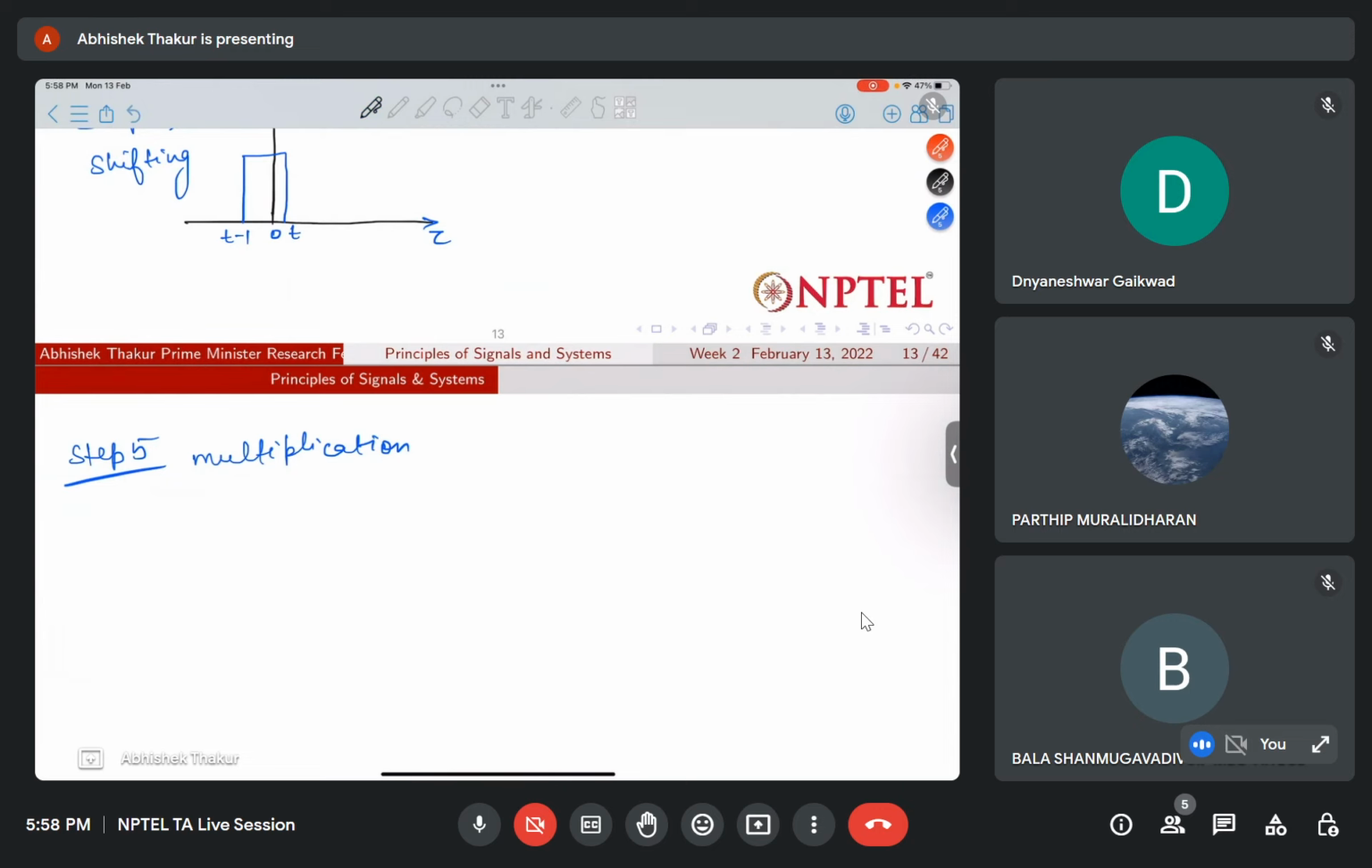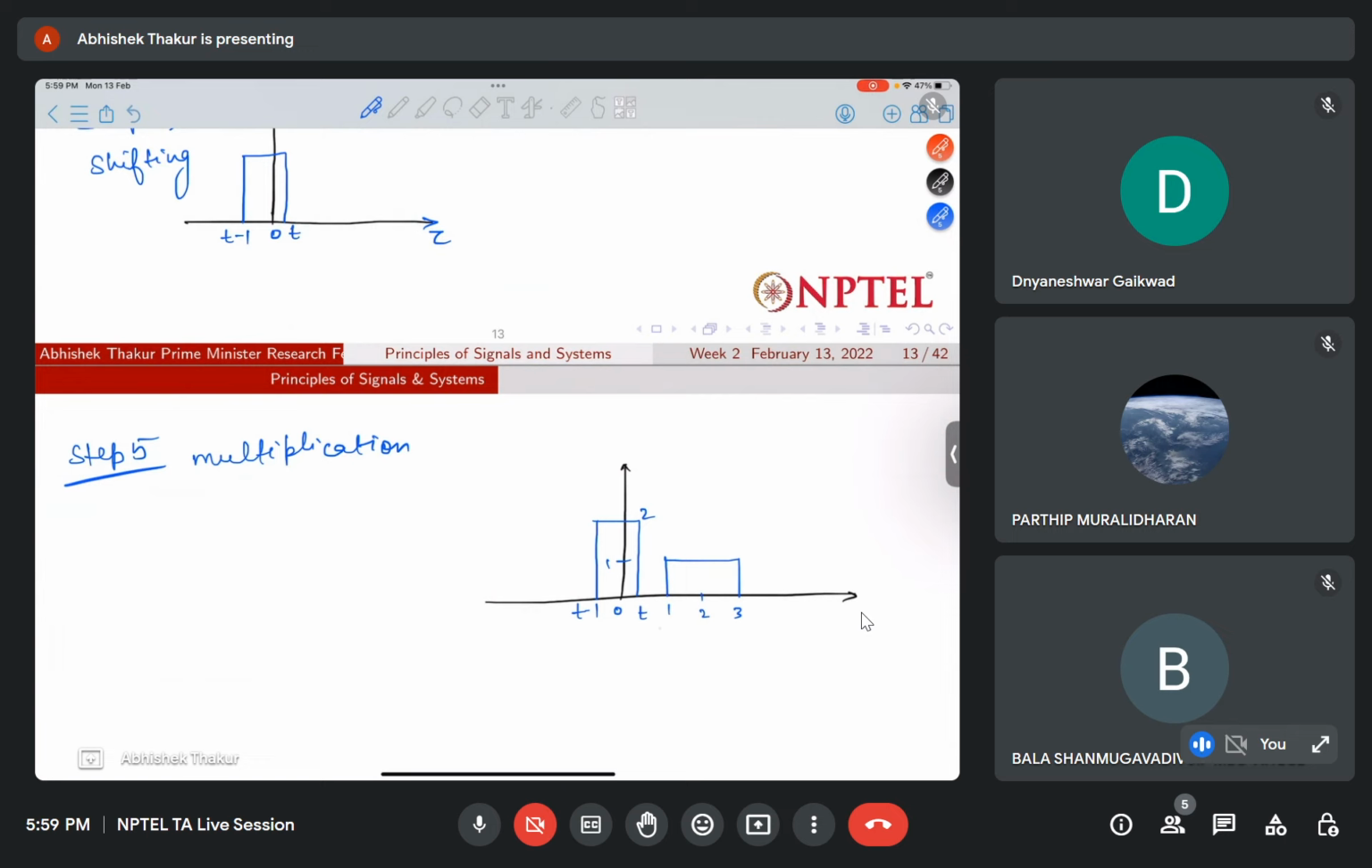So now on the same axis we will draw x tau and h t minus tau both. So this is our h t minus tau, that is equal to t minus 1. This is 2, this is 1. And here this is our x tau, that is 1, 2, 3 and this is 1.